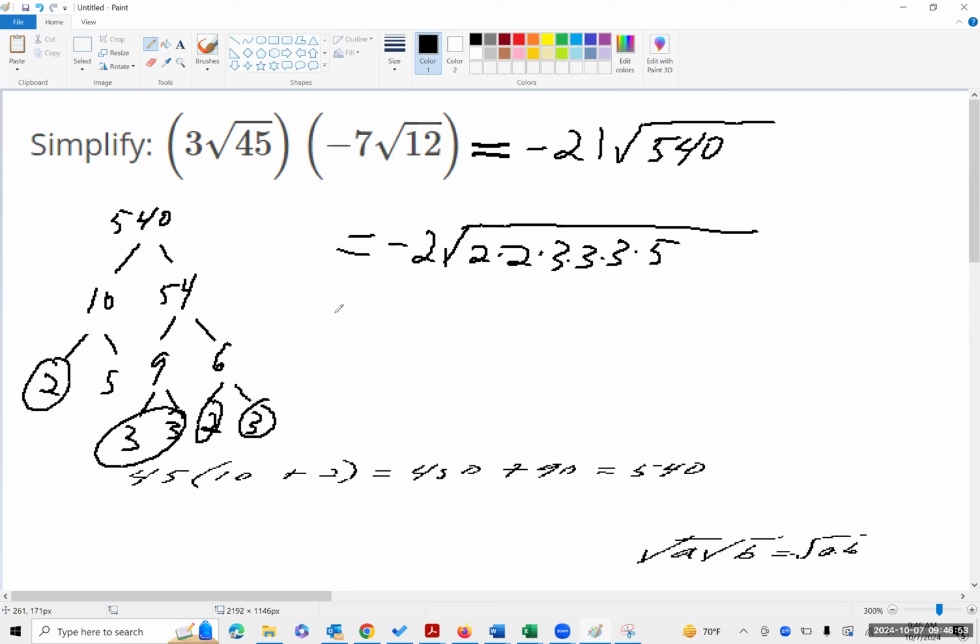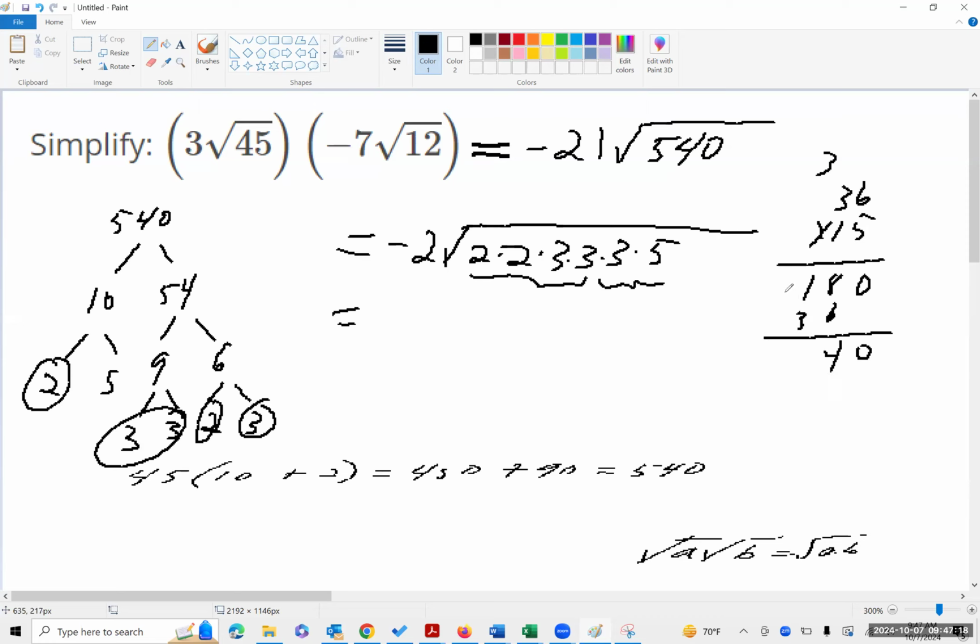And I can always double check. 2 times 2 is 4, times 3 is 12, times 3 is 36. And that's 36, this is 15. 36 times 15. Just want to double check that I get 540. Okay, perfect.